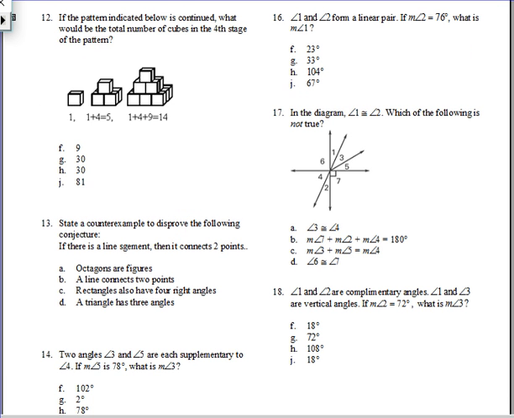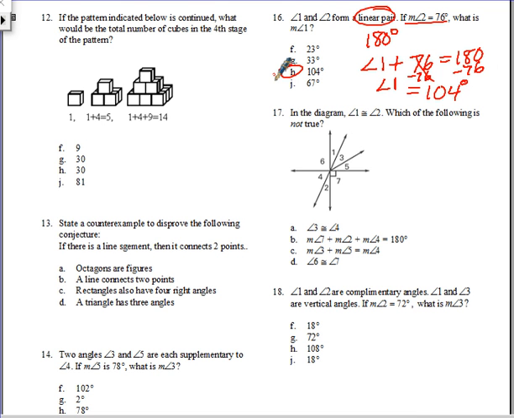Okay, let's continue. Number 16. Angle 1 and angle 2 form a linear pair. The key word here is linear pair, so that means that they have to be equal to 180. We know that angle 2 is equal to 76. So angle 1 plus 76 equals 180. This is an algebra 1 problem. So if we subtract 76 from both sides, then angle 1 has to be 104. That's H. Question?